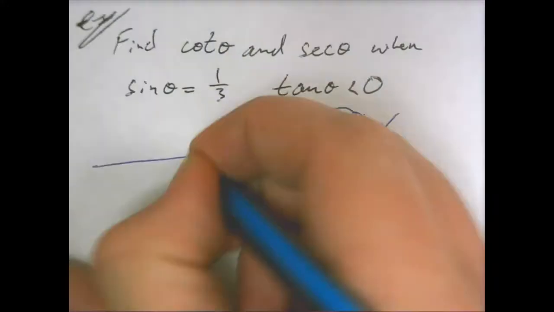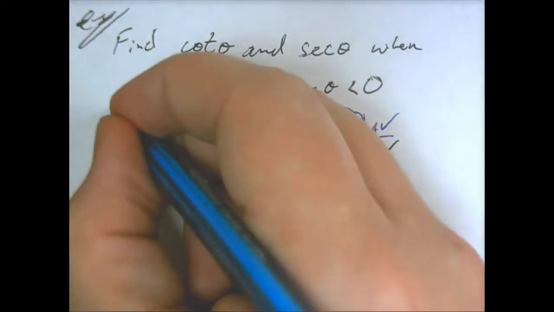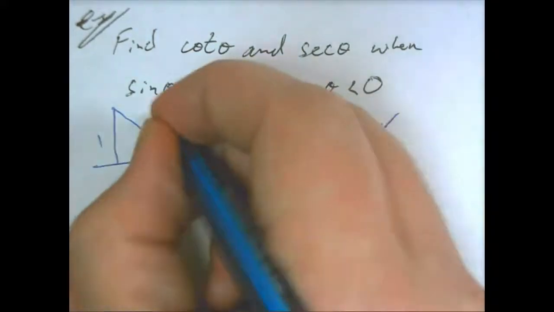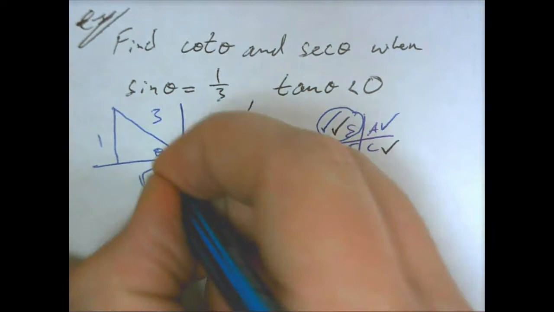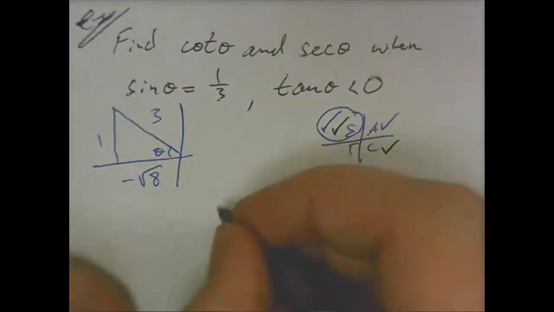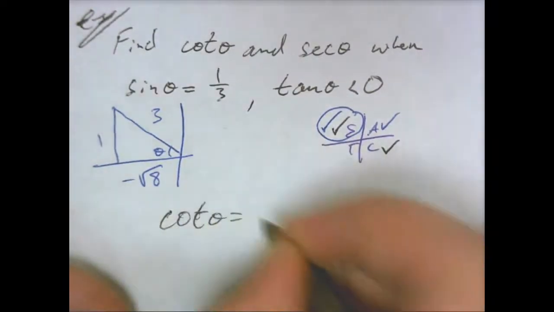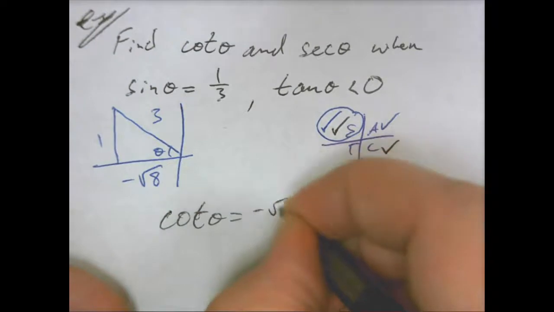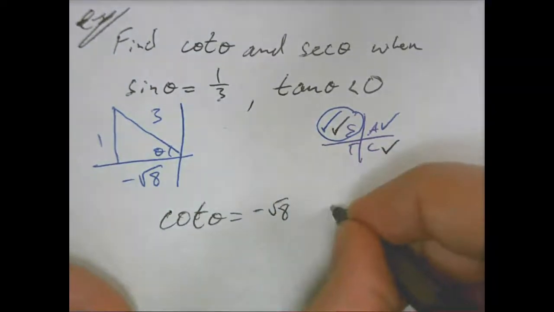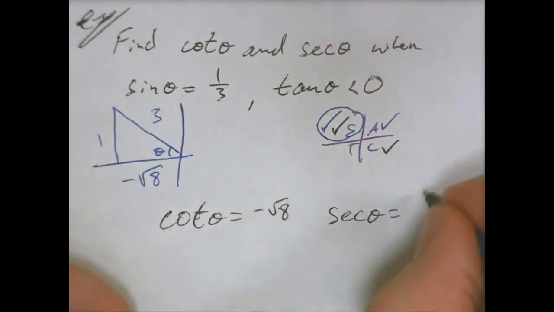So if I draw my angle in the second quadrant, there's my reference angle. Sine is opposite over hypotenuse. By Pythagorean theorem, I can find out that this is square root 8. Since it goes to the left, it is negative square root 8. And then cotangent of your angle is adjacent over opposite, so negative root 8 over 1. And then secant, it's the opposite of cosine, so hypotenuse over adjacent, so 3 over root 8.